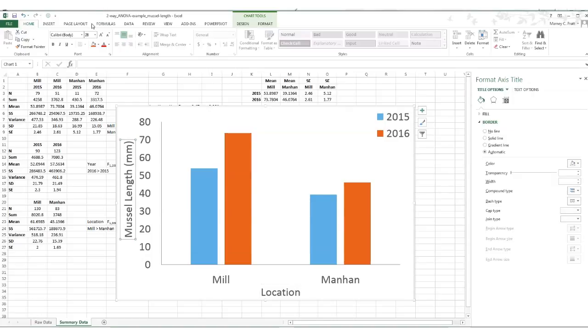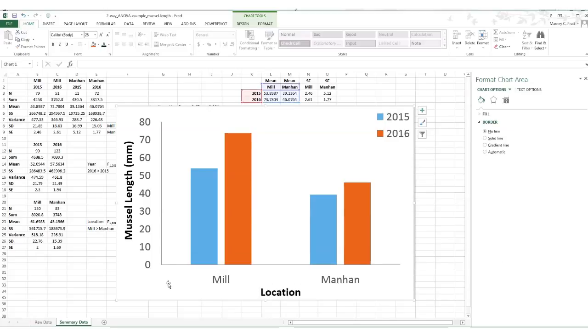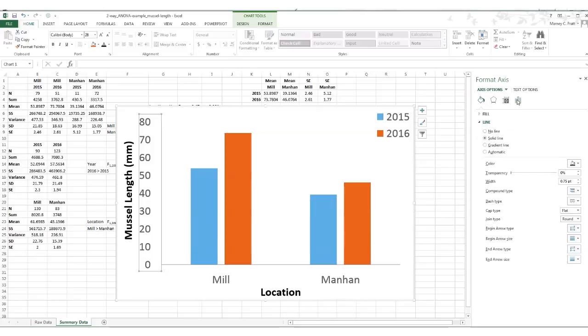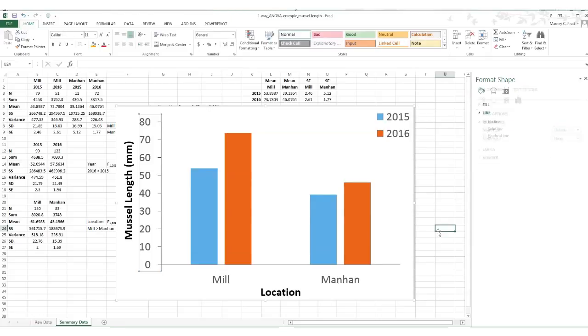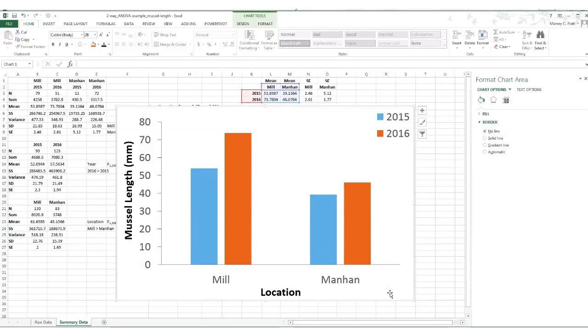I usually like to make my labels stand out a little bit. We can add tick marks if you want to. Tick marks, major. Let's see, do we want outside or inside? Doesn't really matter. I'll do outside. There, that looks pretty good.